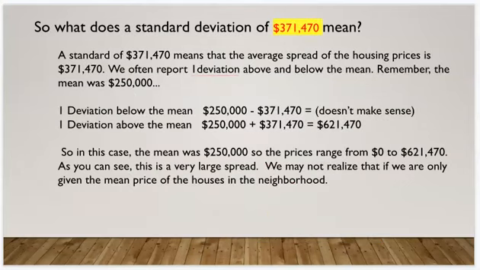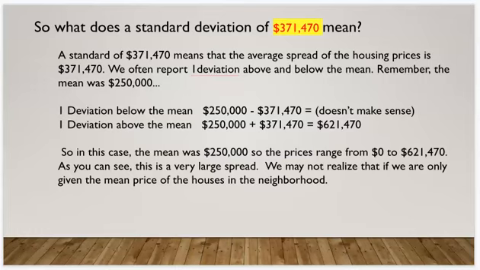So what does the standard deviation of $371,470 mean? Well, in this case, it's about housing prices. So it's saying the average spread of the housing prices is $371,470. We often report one standard deviation above and below the mean. Remember that the mean was $250,000. So one standard deviation below the mean doesn't make sense because we would get a negative value.